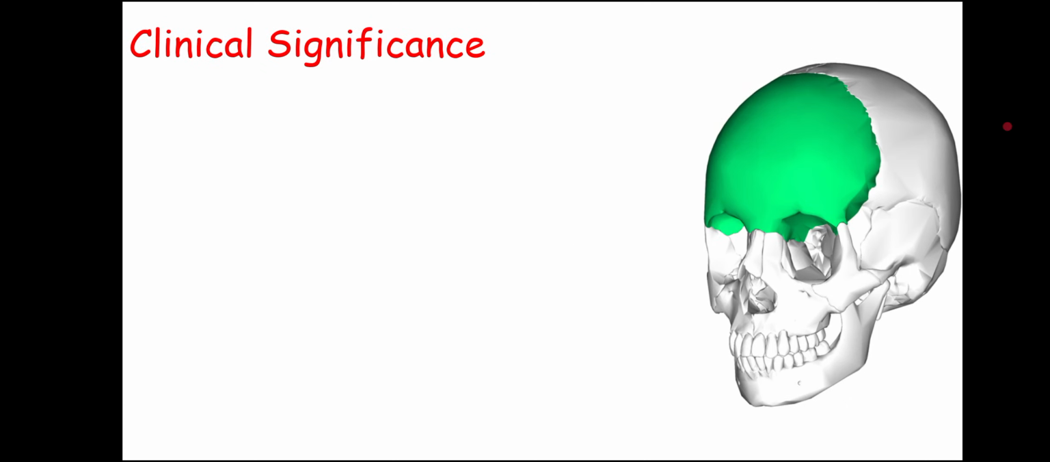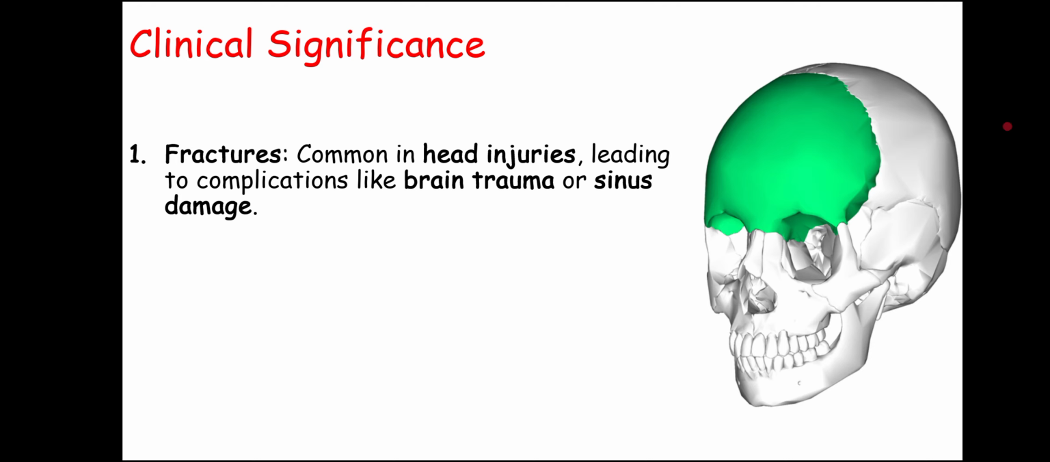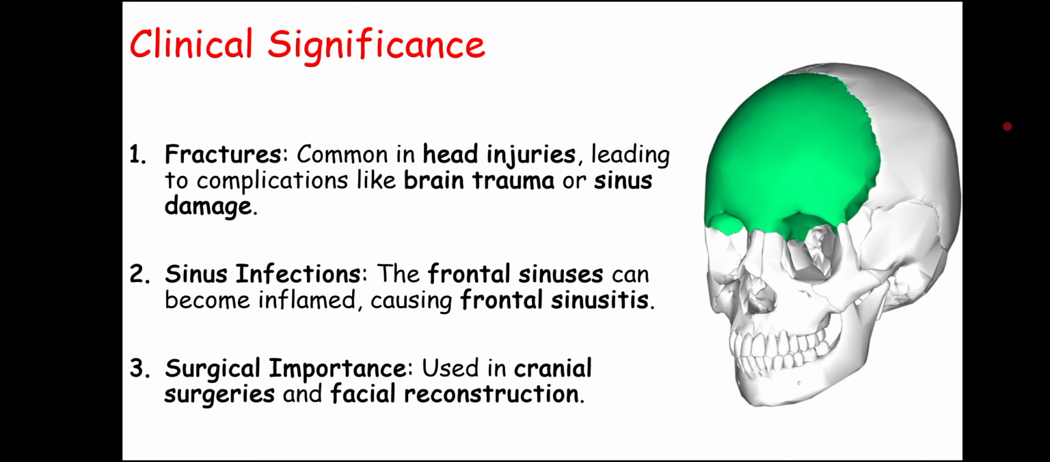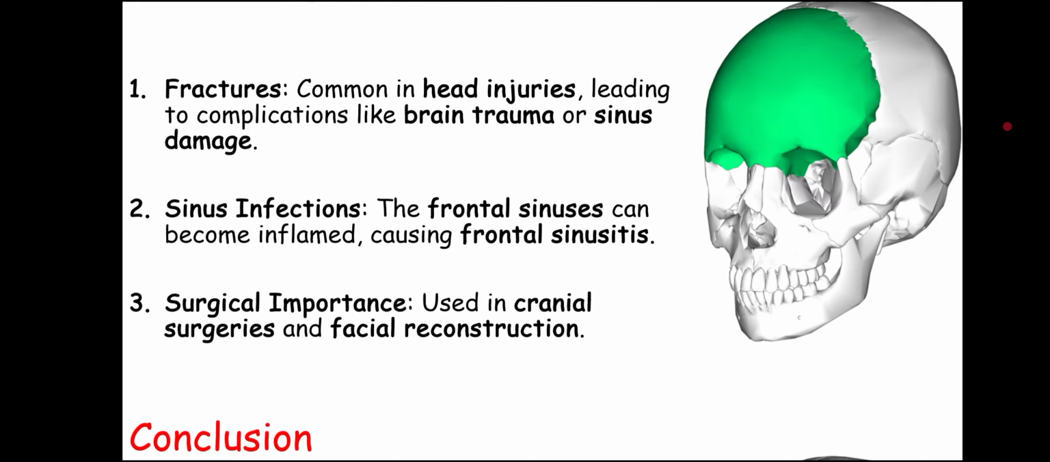Now let's talk about the clinical significance of frontal bone. The first significance is fracture, as it is common in head injuries leading to complications like brain trauma or sinus damage. The next clinical significance is sinus infection, as there are frontal sinuses in the frontal bone and they can become inflamed, causing frontal sinusitis. The next clinical significance is surgical importance, as it is used in cranial surgeries and facial reconstruction.